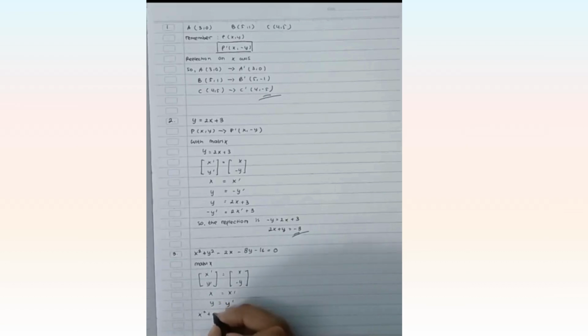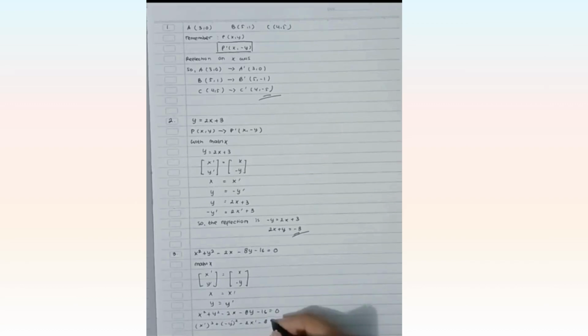So x squared plus y squared minus 2x minus 8y minus 16 equals 0 becomes x' in brackets squared plus minus y' in brackets squared minus 2x' minus 8 times minus y' in brackets minus 16 equals 0. The reflection is x' squared plus y' squared minus 2x' plus 8y' minus 16 equals 0.